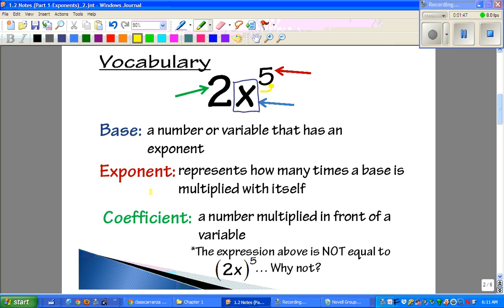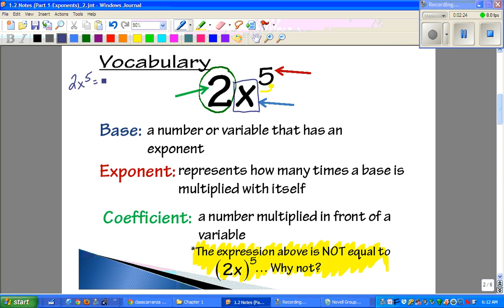Now, the next one is the coefficient. The coefficient is the 2. The coefficient is a number multiplied in front of a variable. Now, we have a little note right underneath that says this expression above is not equal to 2x to the 5th.